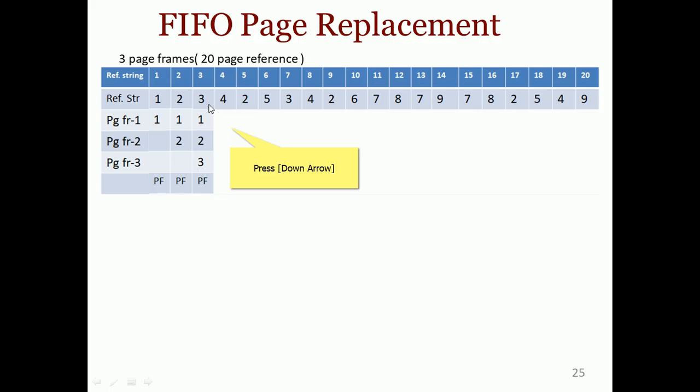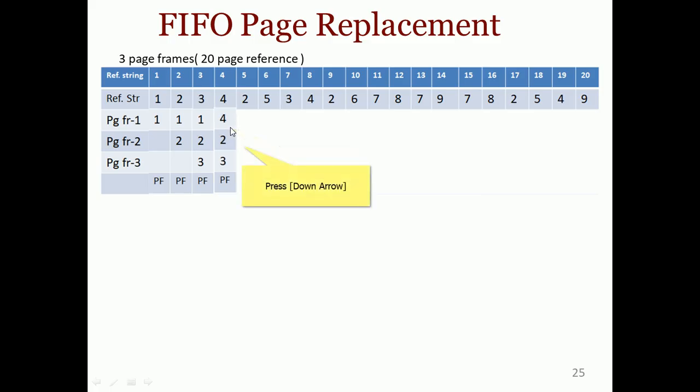So 1 2 3. Now all page frames are full, right? Only 3 page frames are there, so only 3 pages we can keep at a given instant of time. Now page number 4 is demanded. It is a page fault: this page is required, but we don't have space here, so we must remove one of the pages. Which one? The oldest page, which is page 1. So the oldest page is page 1, and we remove it.